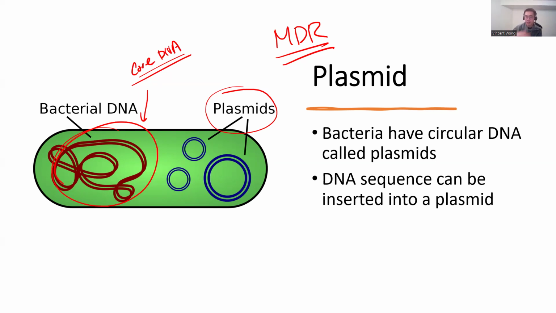Okay, so plasmids give bacteria special properties. And bacteria can actually take up plasmids from the outside. So we are going to take advantage of these properties of the bacteria. We're going to feed the plasmid to the bacteria, but this plasmid is going to contain the gene that we want the bacteria to make.